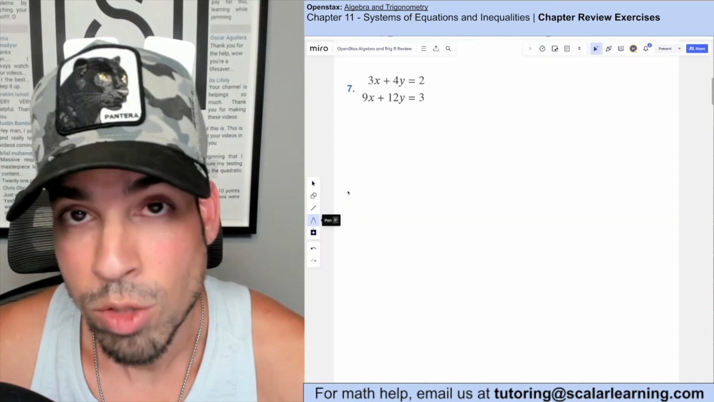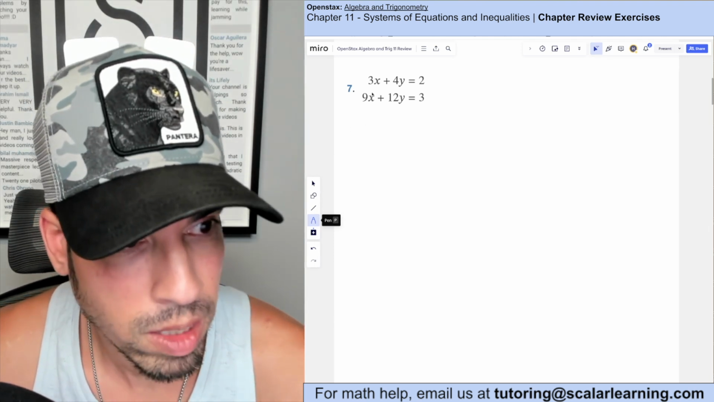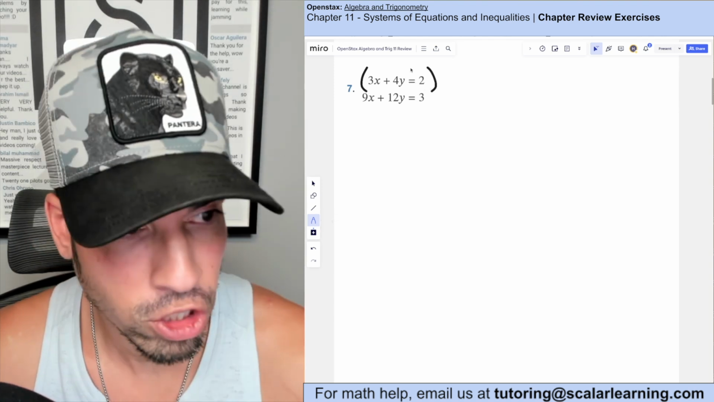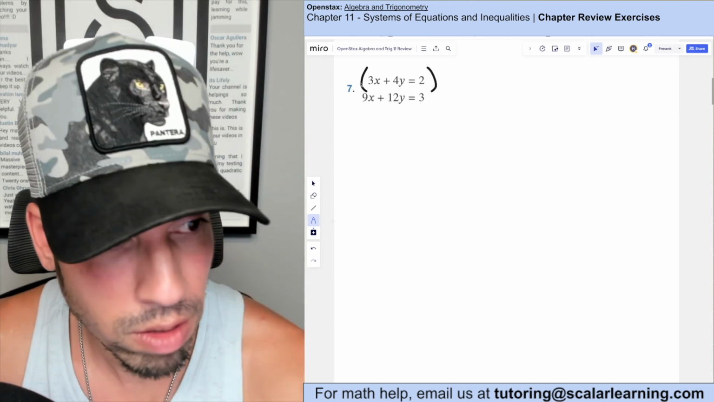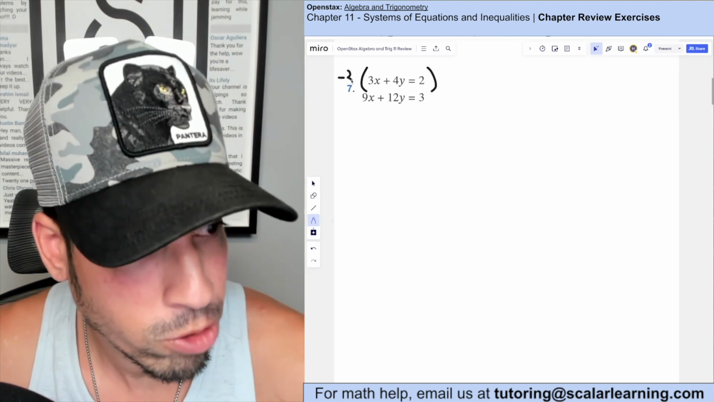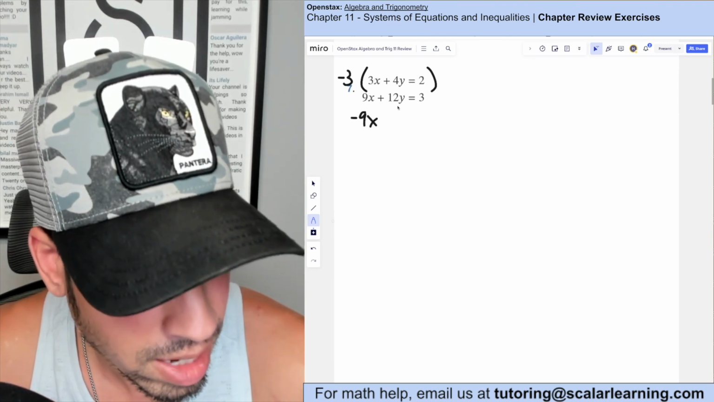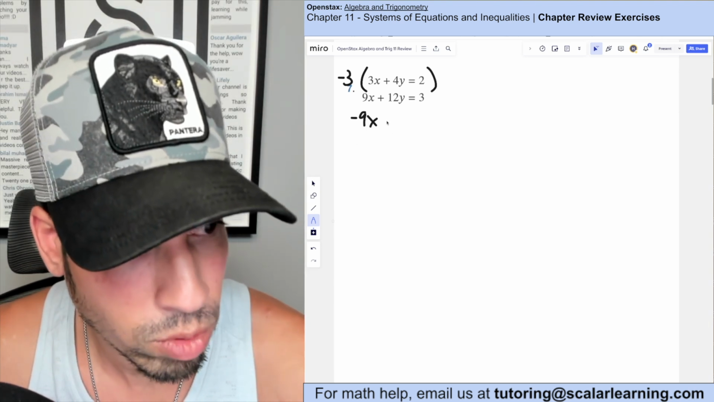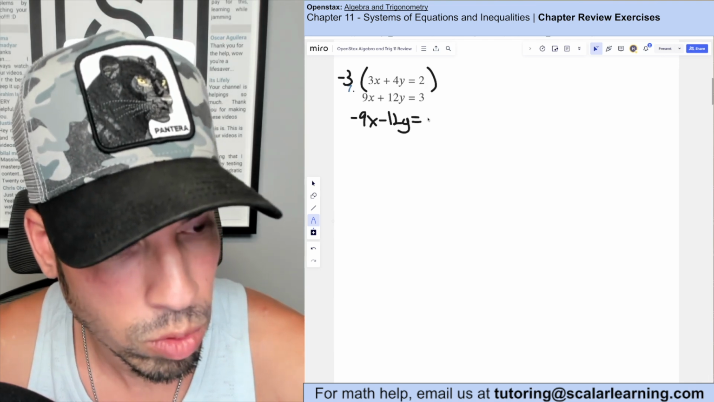Done. For this one, we're using addition, aka elimination, as I like to call it, which is my favorite method. To do that, I'm going to choose one or both of the equations to multiply by something so we can line them up and then eliminate one of the variables. So I'm going to multiply the top equation by -3, just looking at the x's, because watch what happens. I get -9x. So when I add these together, the x's will cancel out. Then -3 times 4 is -12y, and -3 times 2 equals -6.